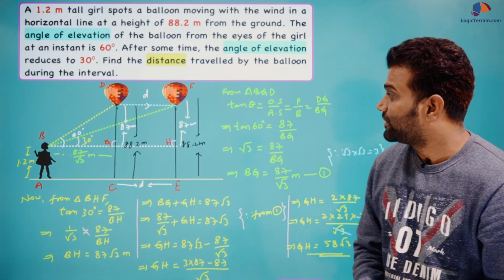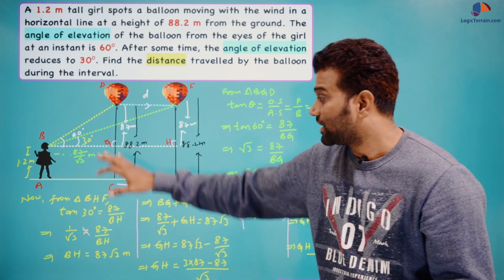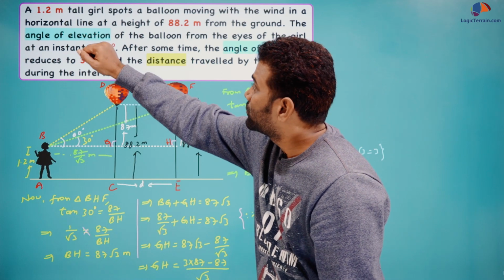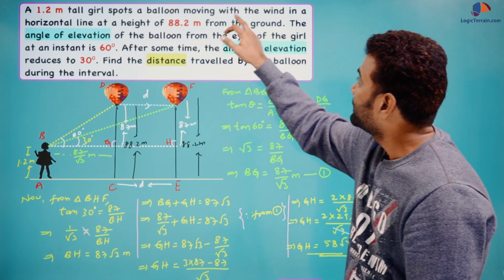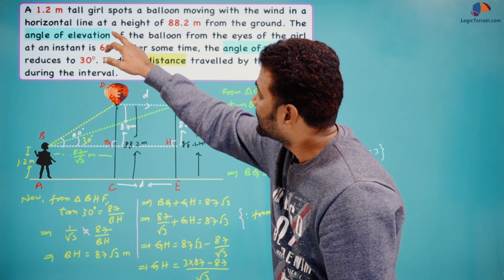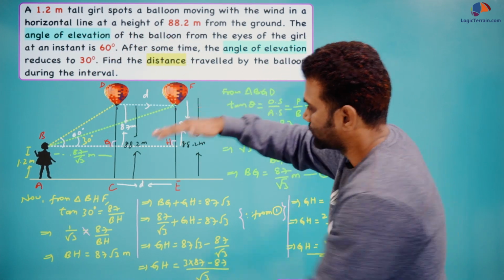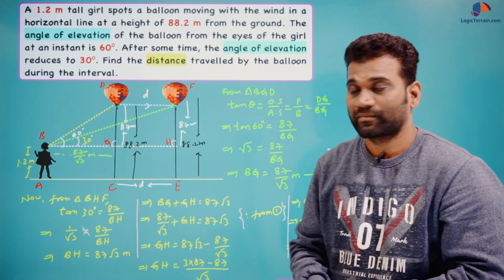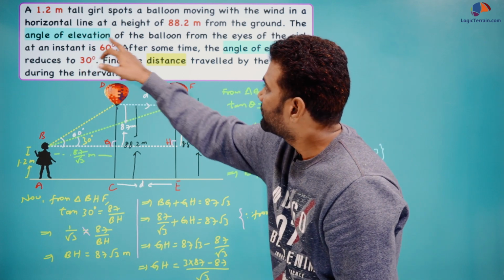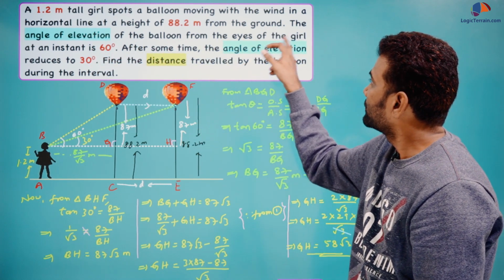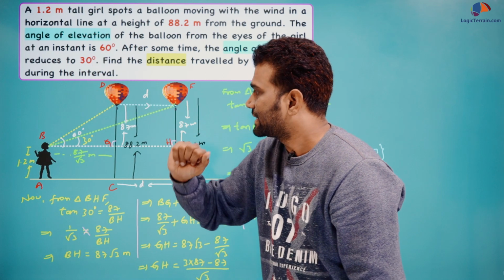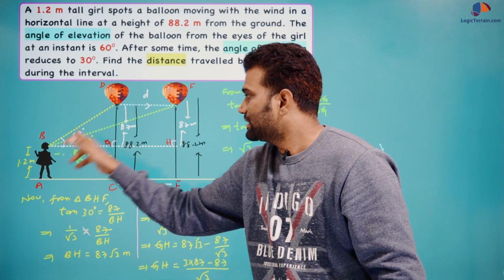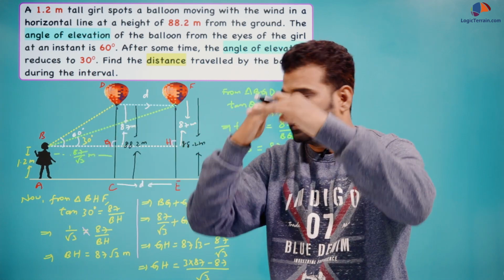Here is our question. Again you can see a beautiful picture. There is a small girl and there are balloons, okay? So the question here is: a 1.2 meter tall girl spots a balloon moving with the wind in a horizontal line at the height of 88.2 meters. So from the ground the balloon is moving, with the height 88.2 meters, okay? The angle of elevation of the balloon from the eyes of the girl at an instant is 60 degrees. Initially from her eyes the angle of elevation is 60 degrees, okay, with the horizontal line.